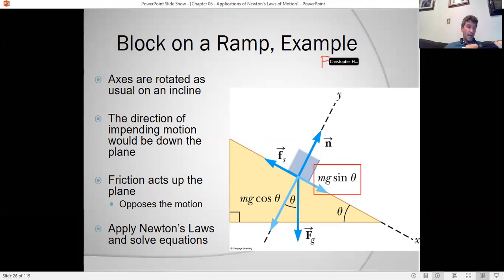F equals ma. My force, as we see there, is the x component of the gravity, mg times sine theta. ma is still on the right-hand side. Mass divides out with mass. So a equals g sine theta.